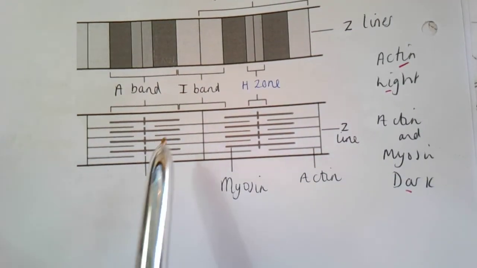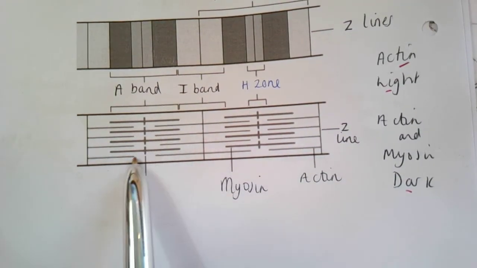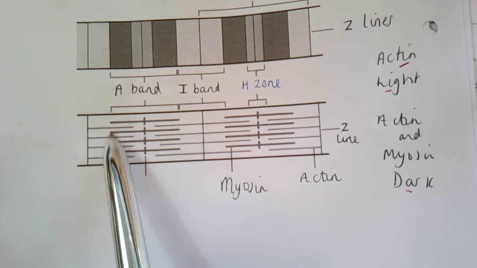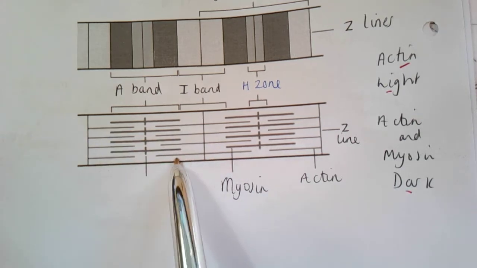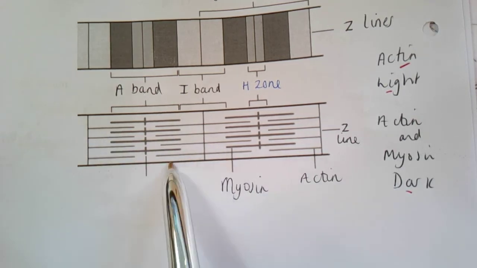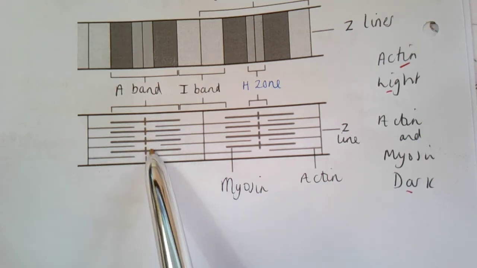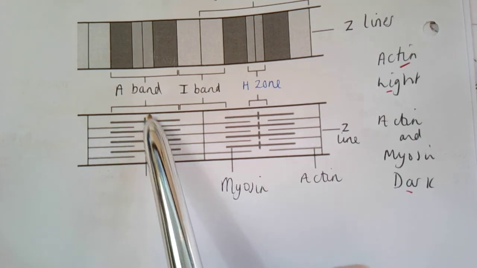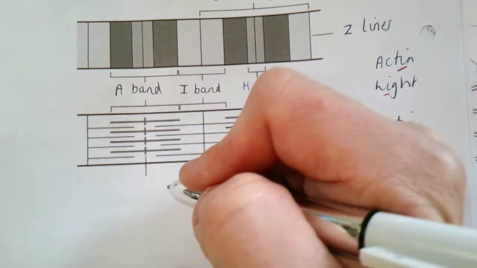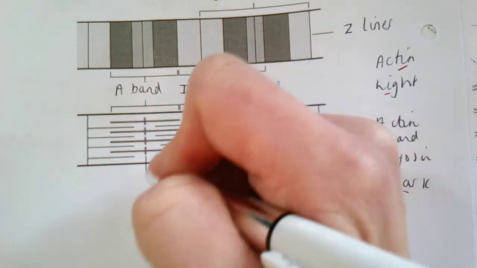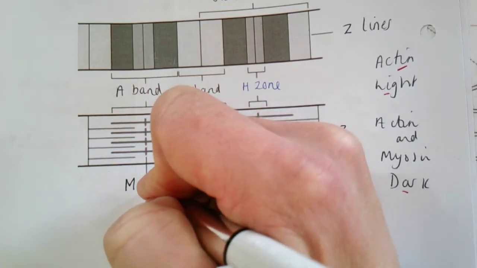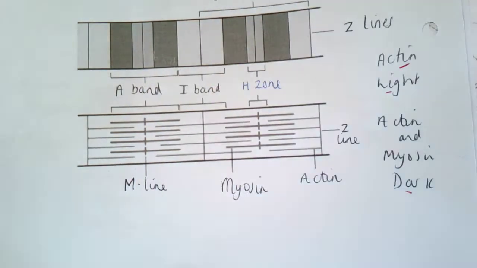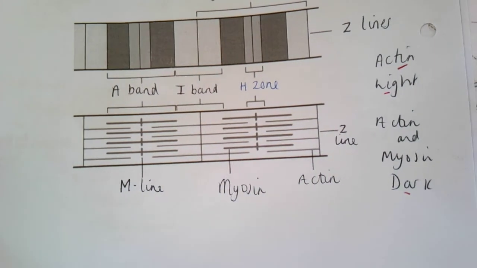Now, obviously this bit in the middle here is the H zone. That's the A band, where there's overlap between actin and myosin, and this is obviously the I band, where there is just actin. Sometimes on some diagrams you'll see a direct line right in the middle of the sarcomere. It's not on every diagram though, and we call it the M line, and that indicates the middle of the sarcomere, and the part where there's just myosin.